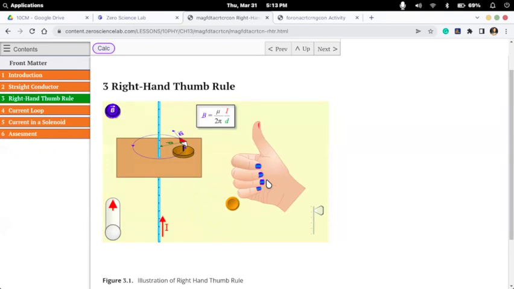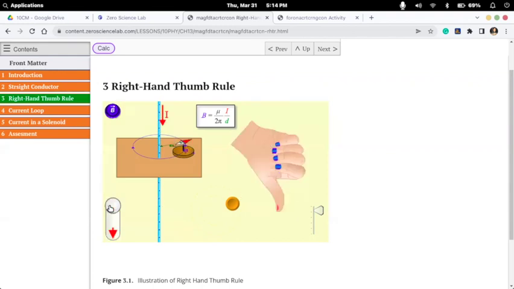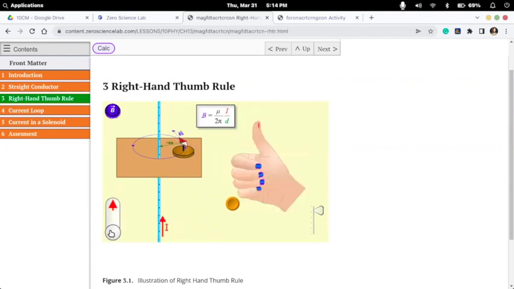Now it is very famous in WhatsApp messages, right? Thumbs up and thumbs down. Almost every day we use this gesture. Now it is very famous for different purposes, but here we are using it to indicate the current direction and magnetic field direction.